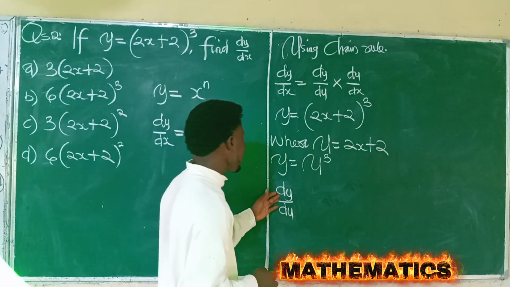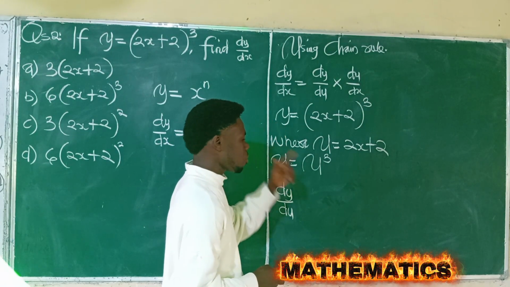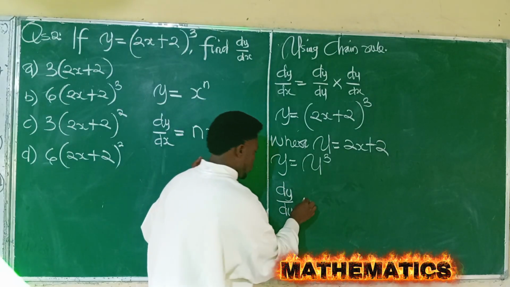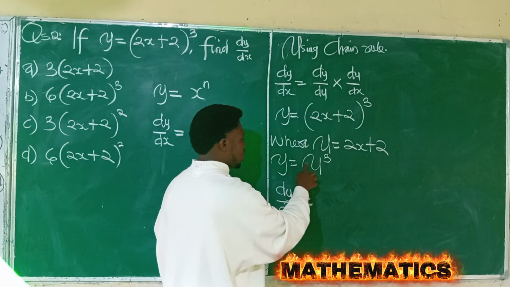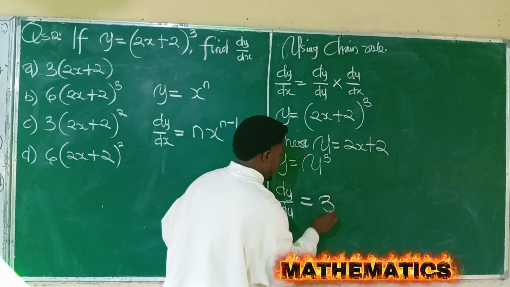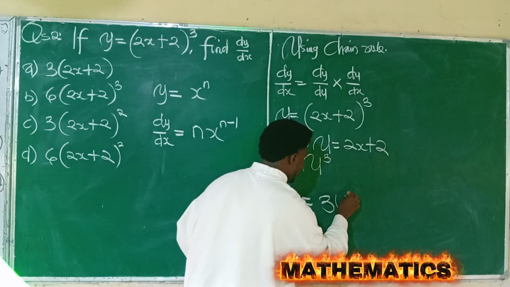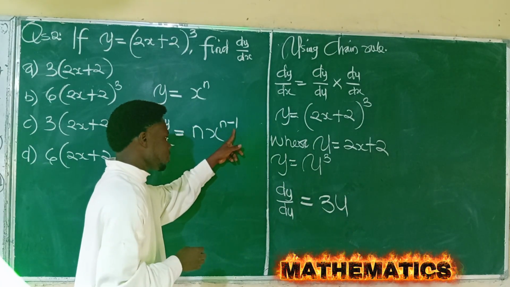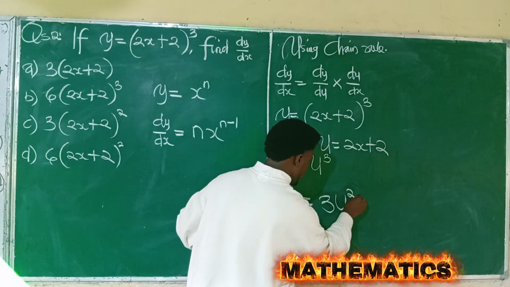Alright, so dy over du is the derivative of y with respect to u. Using this same principle, we have 3 times, this gives 3. Then u raised to the power of n minus 1. N is the index, and the index here is 3. So 3 minus 1 gives 2.